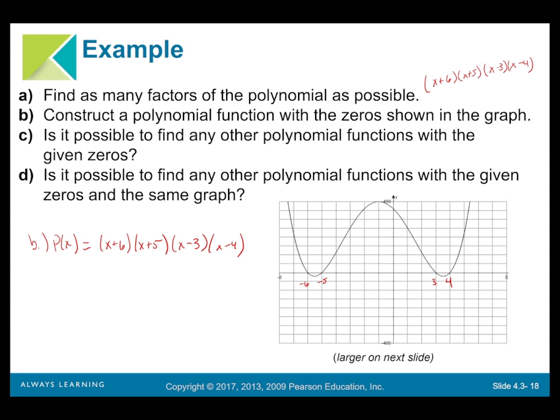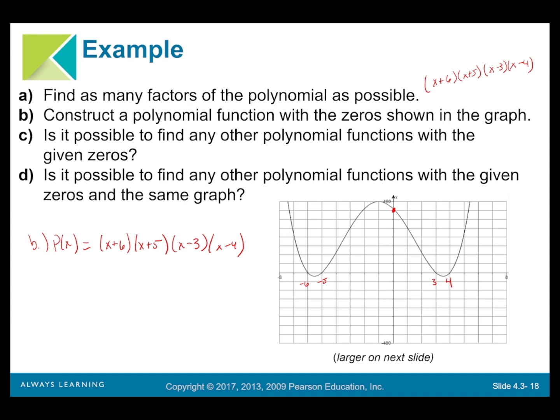Now, if I were to plug in 0 here, I should land somewhere way up here close to 400. So this is a polynomial with the zeros in the graph, but it might not be our polynomial that represents exactly this graph shown. But it's a polynomial with the zeros, so that's fine.